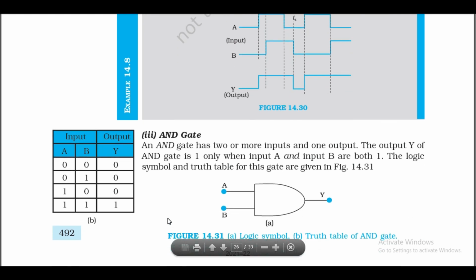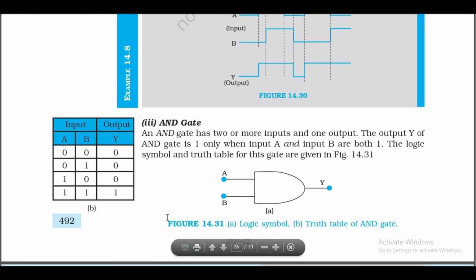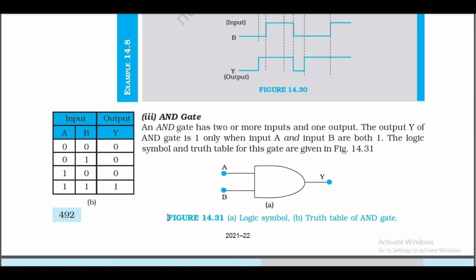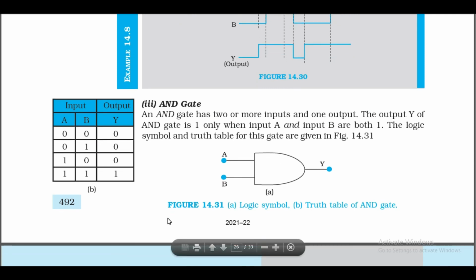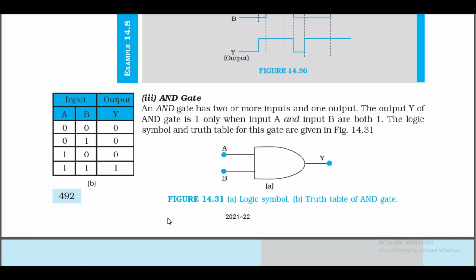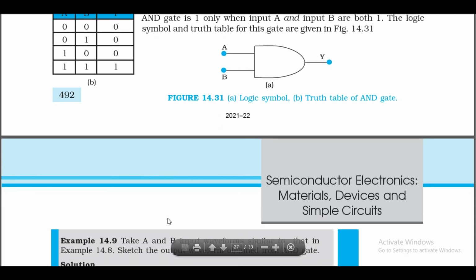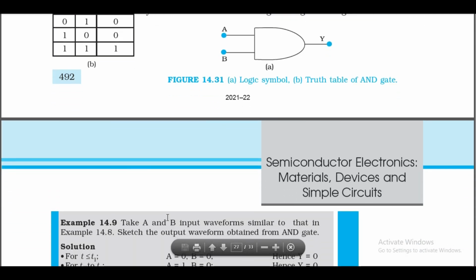Third, AND gate. An AND gate has 2 or more inputs and one output. The output Y of the AND gate is 1 only when input A and input B are both 1. The logic symbol and the truth table for this gate are given in figure 14.31.